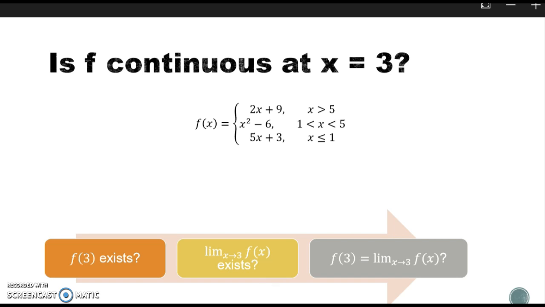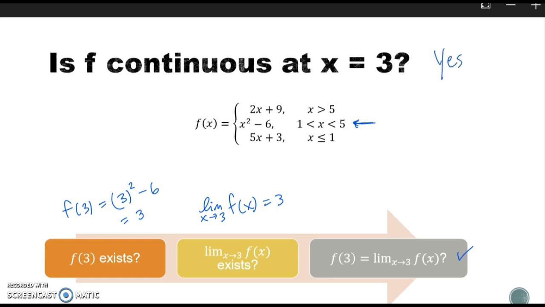Well, f of 3 exists. For f of 3, I would use the middle part of the definition. So f of 3 would equal 3 squared minus 6, so it would be 9 minus 6, which is 3. So f of 3 certainly exists. It is 3. And the limit as x approaches 3, I would again use the middle part of the definition, but I can just do substitution. So the limit as x approaches 3 of f of x is going to be 3 as well. And so because those two match, yes, the function is continuous at x equals 3.